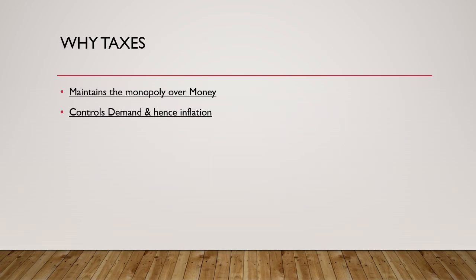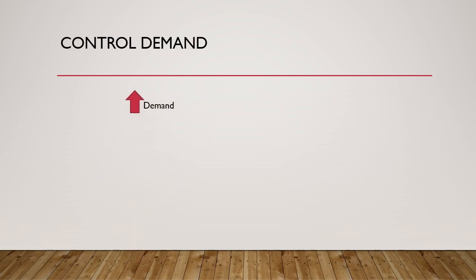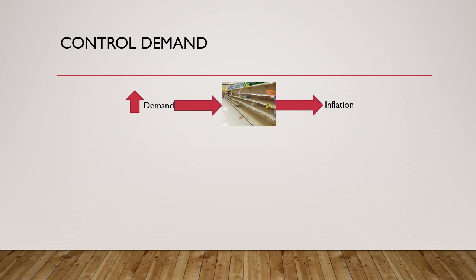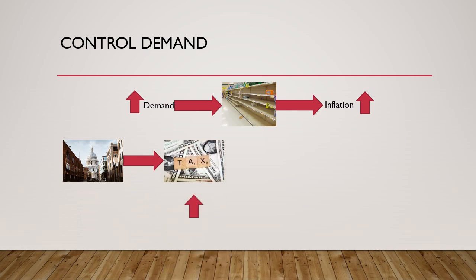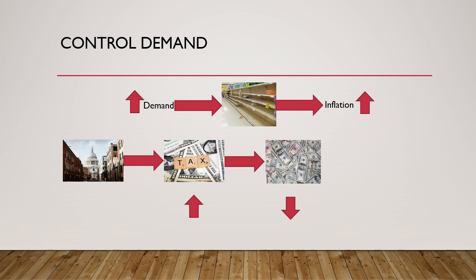Second point, taxes control the demand and hence inflation, which is very important for the current monetary setup according to modern monetary theory to succeed. Here's how. Let's say the demand for products is rising in the economy. Now, the supply of products is actually pretty low in the economy, however. This gives rise to inflation. Hence, the government comes in and raises the taxes. This leads to lowering of money supply in the economy and thus reduction in demand, which leads to reduction in inflation of the economy. For the negative sides of inflation, you can check the detailed presentation on inflation. The link would again be given in the description.